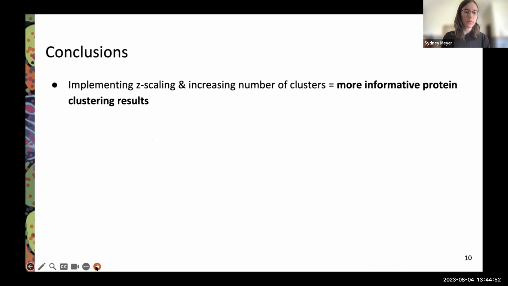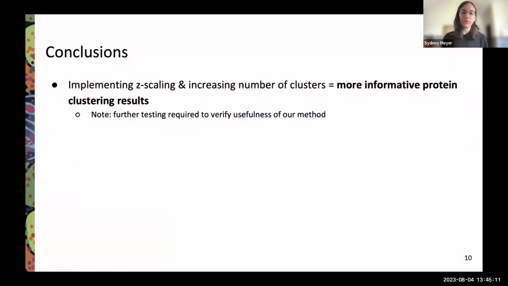And so from this, we've determined that implementing this z-scaling and using a slightly larger number of clusters will create more informative protein clustering results. And it should be noted, though, that further testing will be required to verify this method's usefulness and to better refine it.